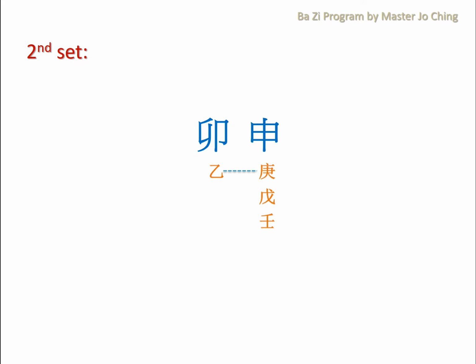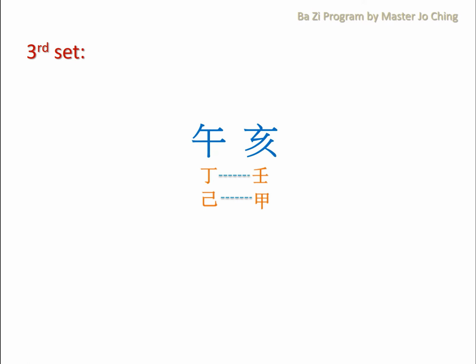So second set is between the rabbit and the monkey, the Mao Shen combo. Mao Shen, they don't actually form one of the six combinations per se. However, if you look at the first layer of the main qi hidden stem here, you realize that Yi Geng actually combine. Okay, so let me go to the third set. All right, this is between the horse and the pig, the Wu and the Hai. So you look at the hidden stem level again. Ding and Ji will secretly combine with Ren and Jia.